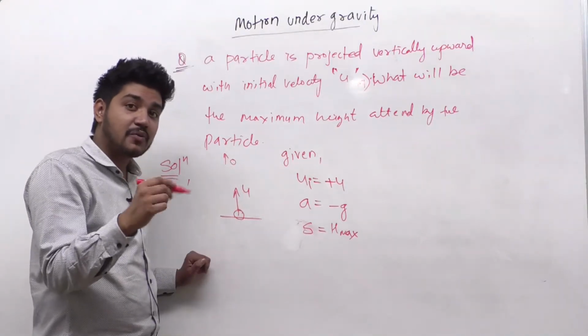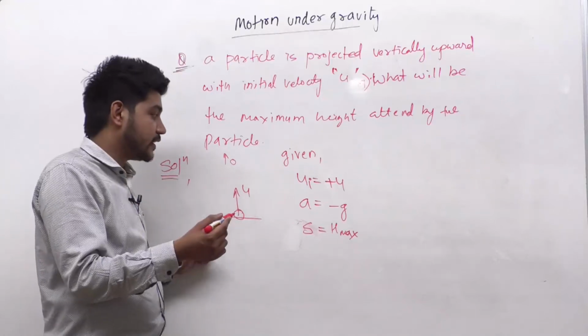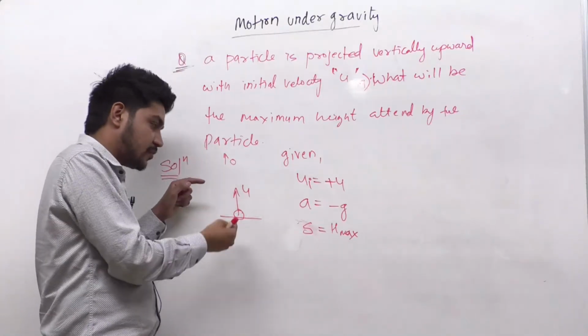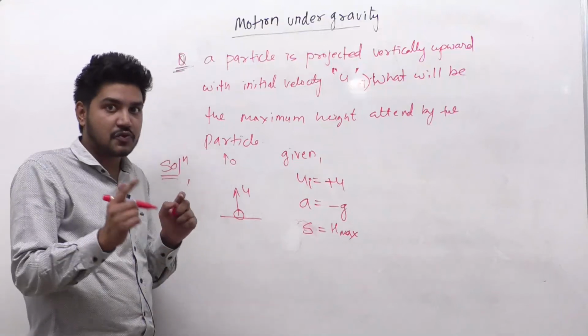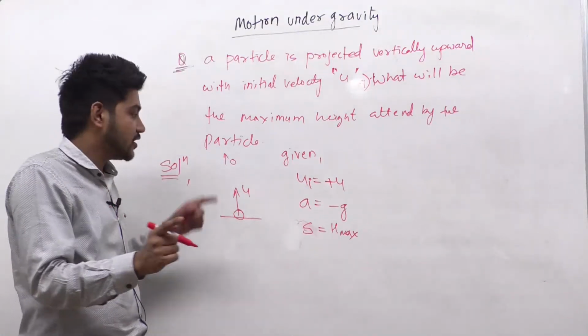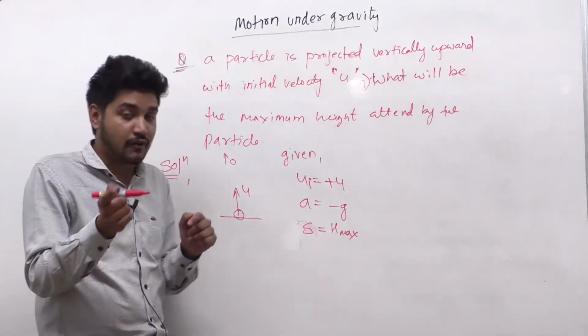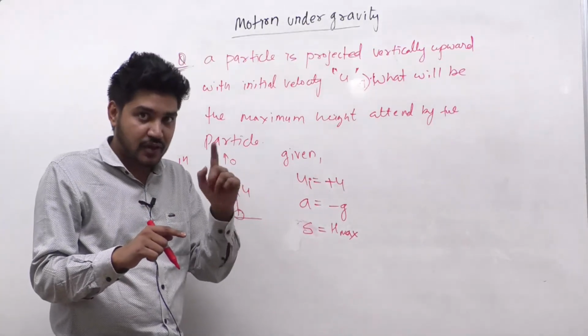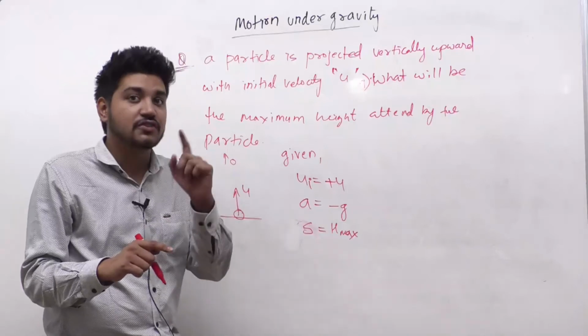And the particle will move continuously in the upward direction until it attains a height. After that, its velocity will become 0, and then it will start moving again in the downward direction, which means what? When the particle is at its maximum height, at that instant the velocity of the particle will be 0. Once again I am repeating, at maximum height, its velocity will be equal to 0.